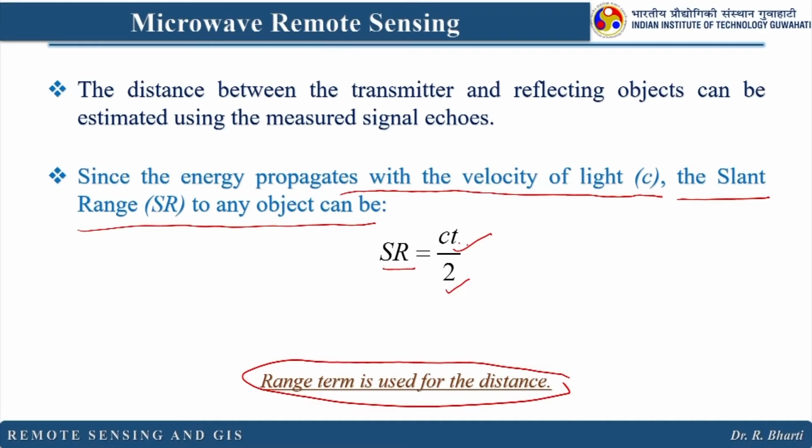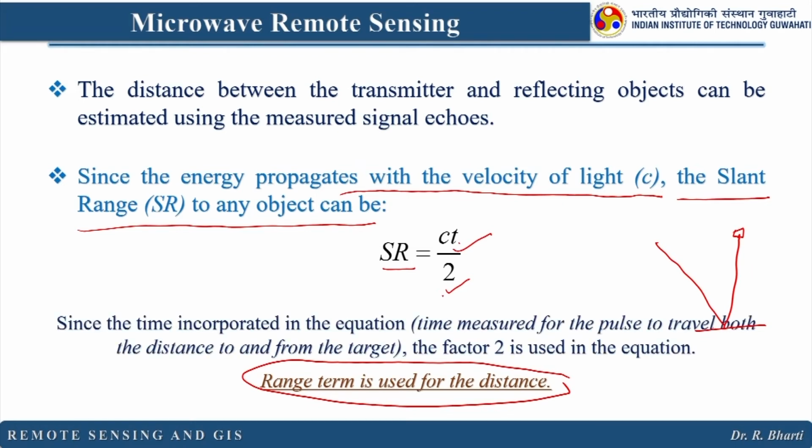So here we are measuring the time from this transmitter to your surface and how much time it takes for the backscattered value to reach your sensor. That's why we are using this factor of 2. Since the time incorporated in the equation is the time measured for the pulse to travel both to and fro the target, the factor 2 is used in the equation, right. This is very simple. I hope you have understood.